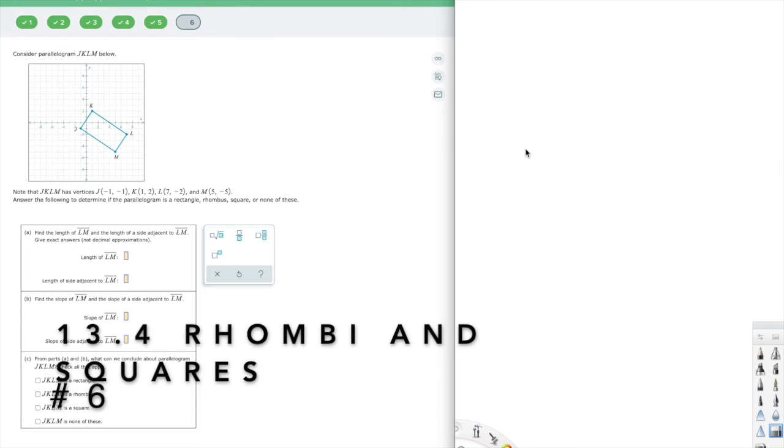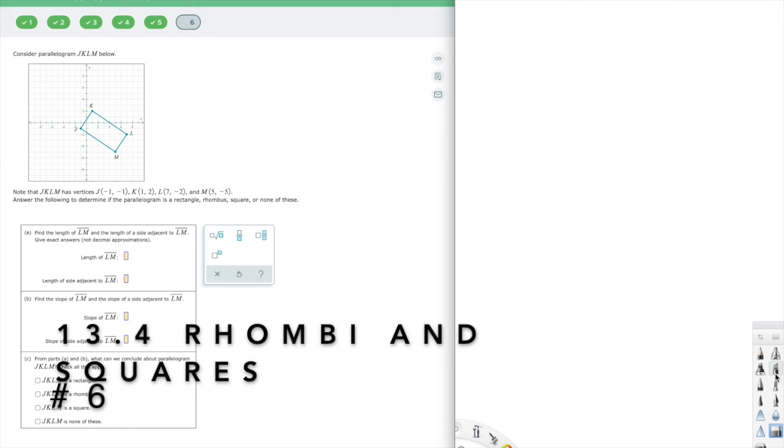So it tells us we have JKLM here, and it gives us the vertices. Answer the following to determine if a parallelogram is a rectangle, rhombus, square, or none of these. Well, it told us it's a parallelogram, right? We already know that. So if the parallelogram is either a rectangle, rhombus, or square, we have to think about those pieces.